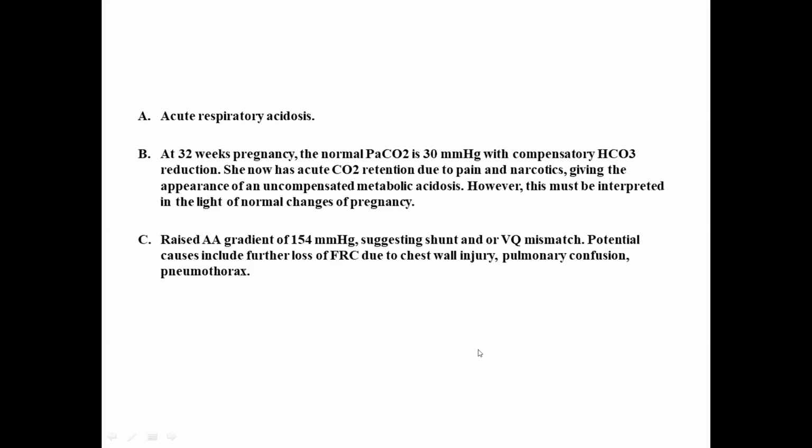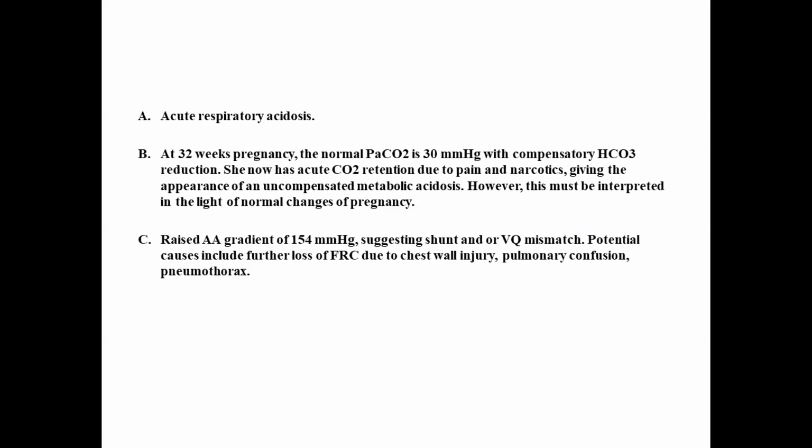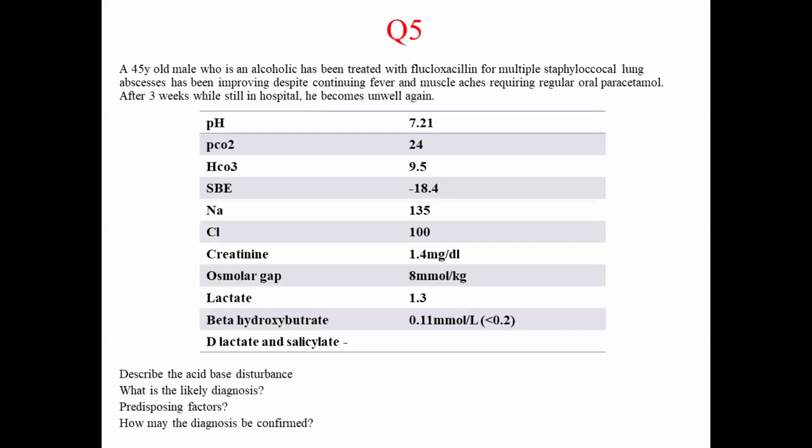So if you have understood, we'll go to the next ABG. Sorry, how come HCO3 is 21? Ma'am, how come bicarb should have increased in acute respiratory acidosis in the last case?